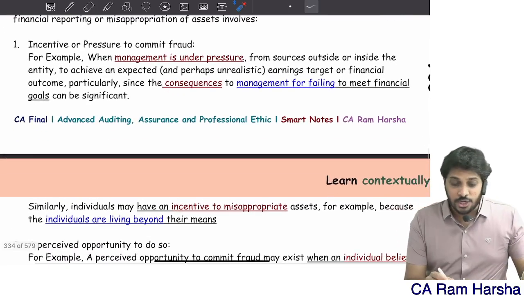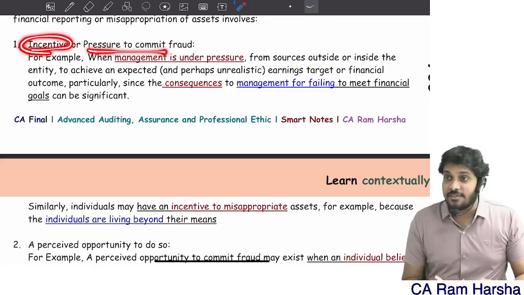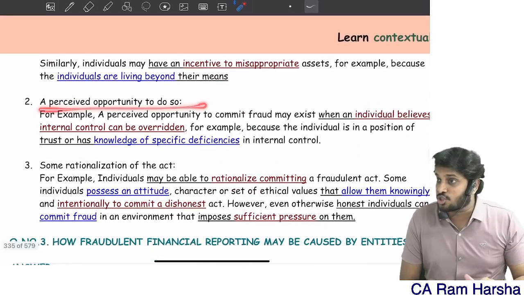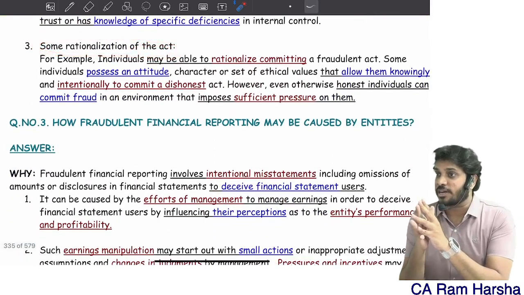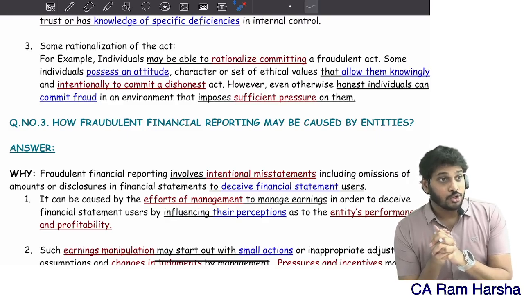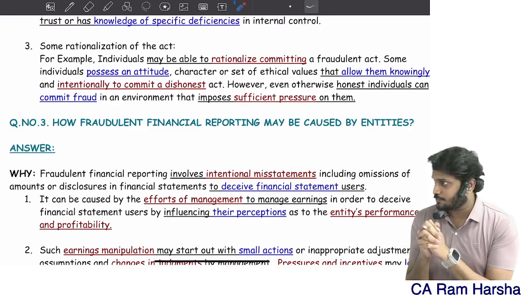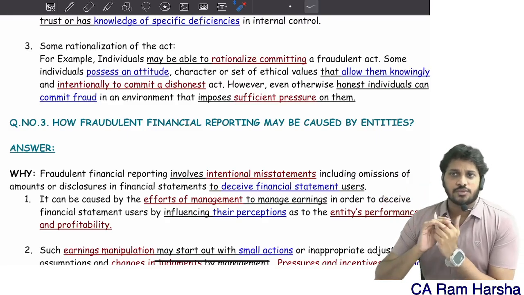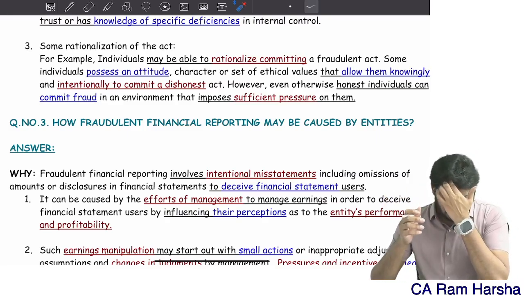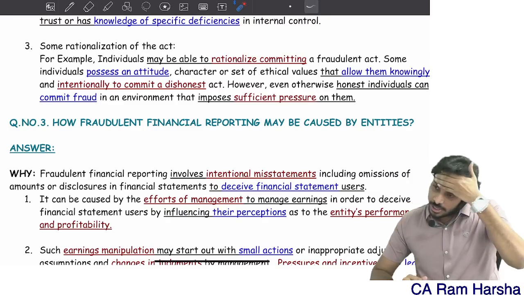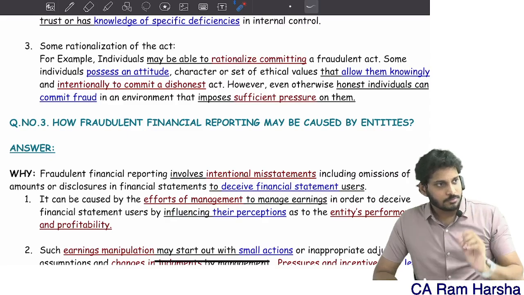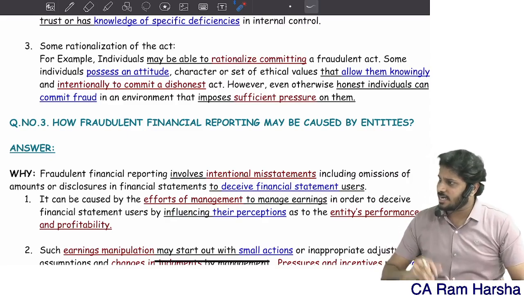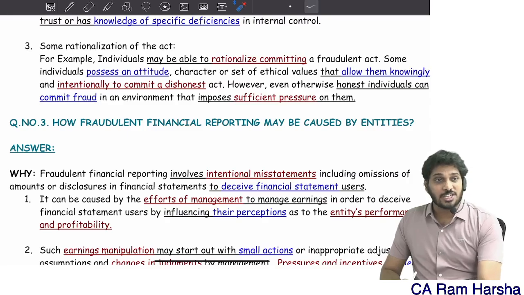You need to identify, is there any incentive and pressure? Is there any opportunity for people to commit fraud? And what is the attitude of the people working in the organization? You should study all these three elements. Are there opportunities for fraud? For example, you found out that there is a huge cash balance in an entity. Why is that much cash balance there?